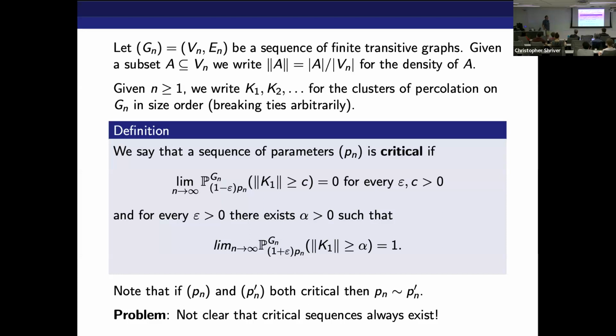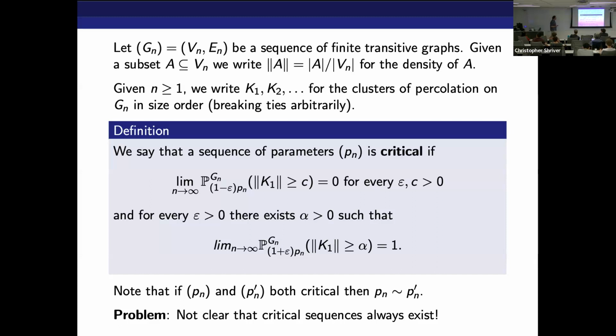The elements of the sequence don't have to have anything to do with each other. It's just an abstract sequence of transitive graphs. If I give you a set of vertices A in Vn, we'll write the norm of A to mean the density of A, so the size of A divided by the total number of vertices. We'll write K1, K2, and so on for the clusters in size order. So K1 is the biggest cluster, K2 is the second biggest, and so on.